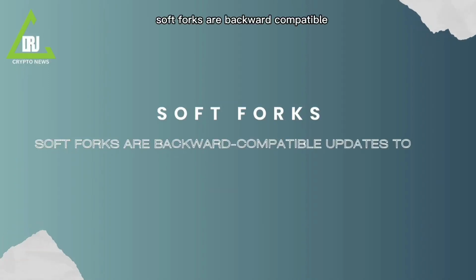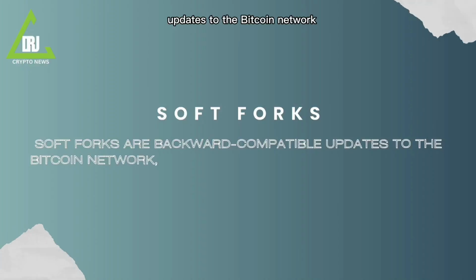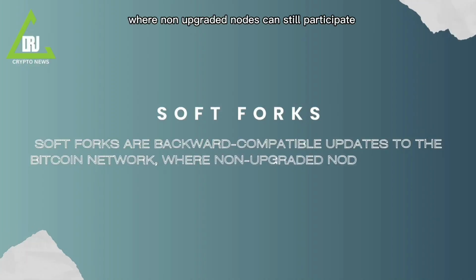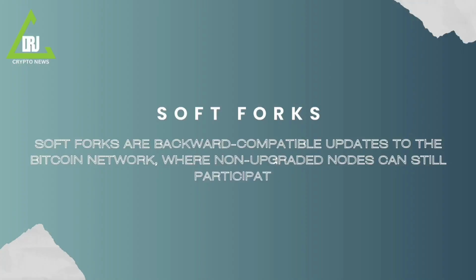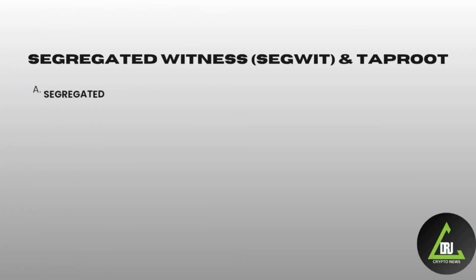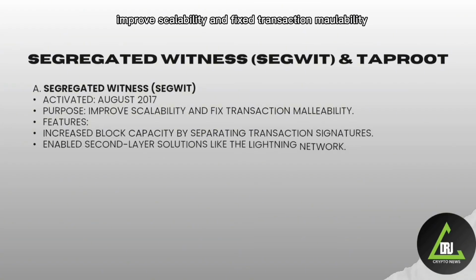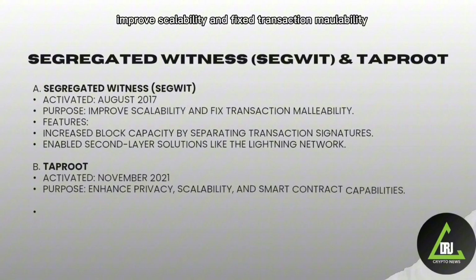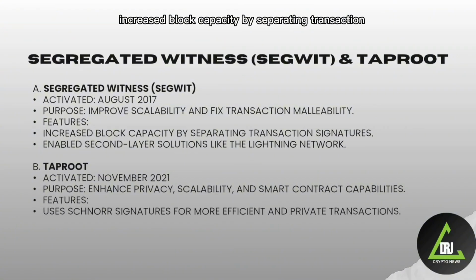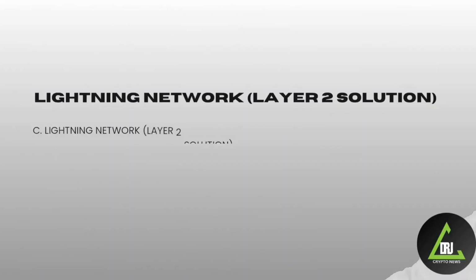Soft forks are backward-compatible updates to the Bitcoin network, where non-upgraded nodes can still participate. Segregated Witness, activated August 2017, improved scalability and fixed transaction malleability, increased block capacity by separating transaction signatures, enabled second-layer solutions like the Lightning Network. Taproot, activated November 2021, enhanced privacy and smart contract capabilities, uses Schnorr signatures for more efficient and private transactions.